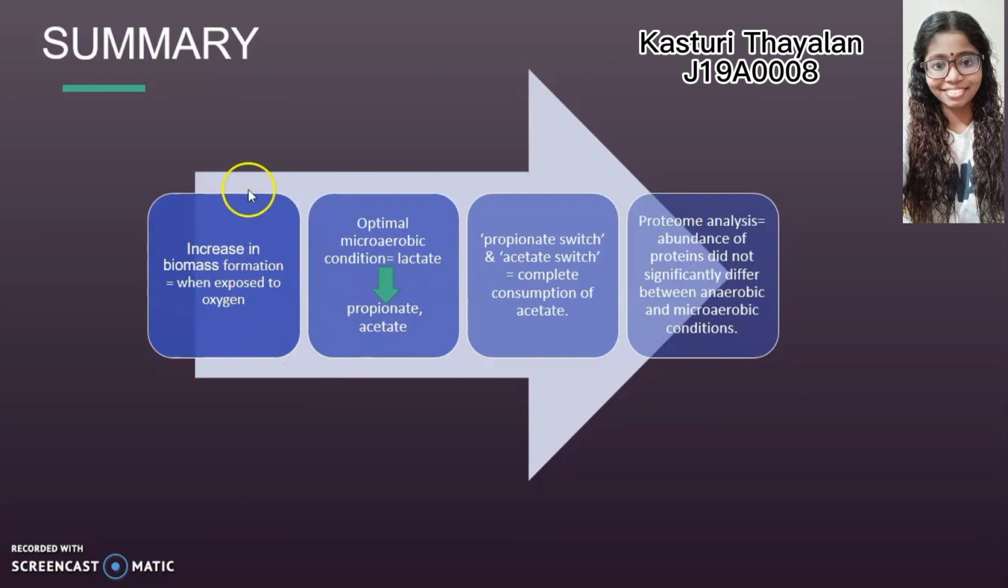Let me summarize briefly what we have looked at. In this study, we have shown increased biomass formation of 4 species of food-grade propionic acid bacteria when they were exposed to oxygen, implicating a functional respiratory system.